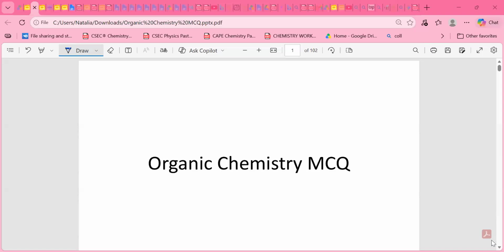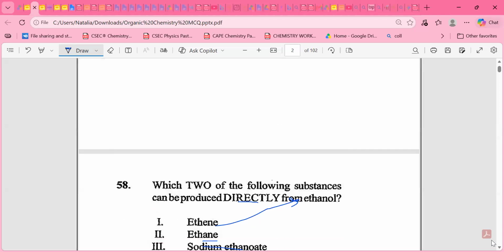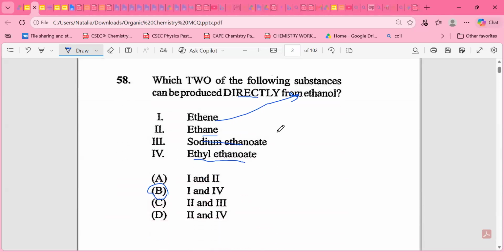Organic multiple choice. We're looking at 100 questions tonight. Which of the following can be directly prepared from ethanol? Ethanol can be prepared by the hydration of alkene, so 1, and via fermentation, and it also can be made from hydrolysis of ester. So 4 is an ester, so we select 1 and 4. The answer is B.